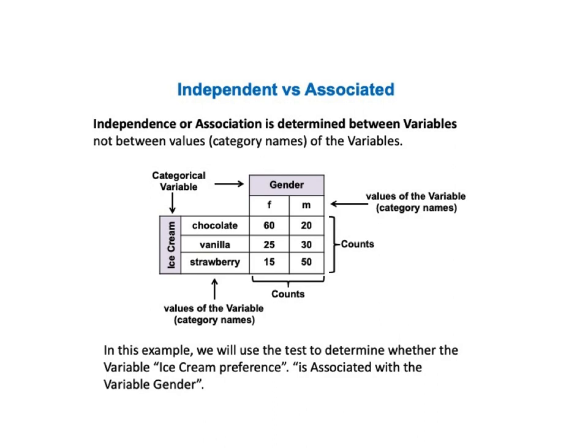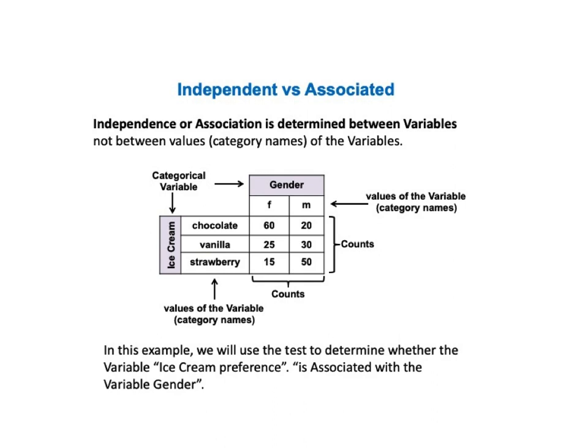The categorical variable gender has two possible values, female and male. The counts by gender are shown in the vertical columns. The categorical variable ice cream flavor has three values being tested: chocolate, vanilla, and strawberry. The counts by ice cream are shown in the horizontal rows. We are trying to determine whether the preference for an ice cream flavor is associated with a person's gender.